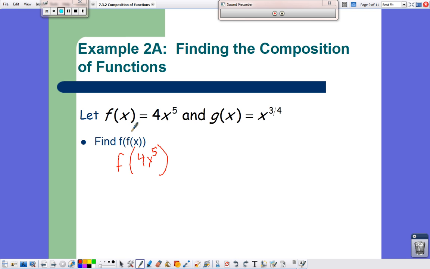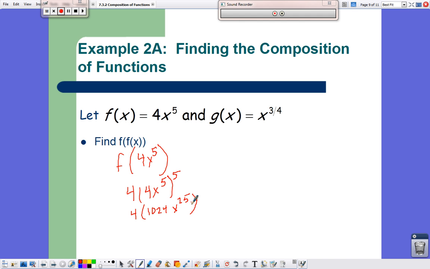All right, so now I need to go back to my f function, and I'm replacing the x with the exact same thing, 4x to the 5th. So 4, x gets changed to 4x to the 5th power. And then don't forget, it's all raised to the 5th power. So I got 4 times 4 to the 5th power, which is actually going to give me 1,024. X to the 5th is going to give me x to the 25th power. Okay? Because remember, when I raise a power to a power, I'm actually going to multiply.